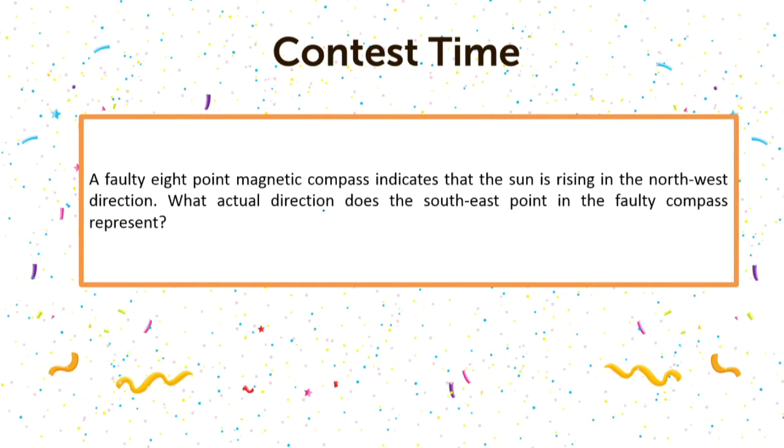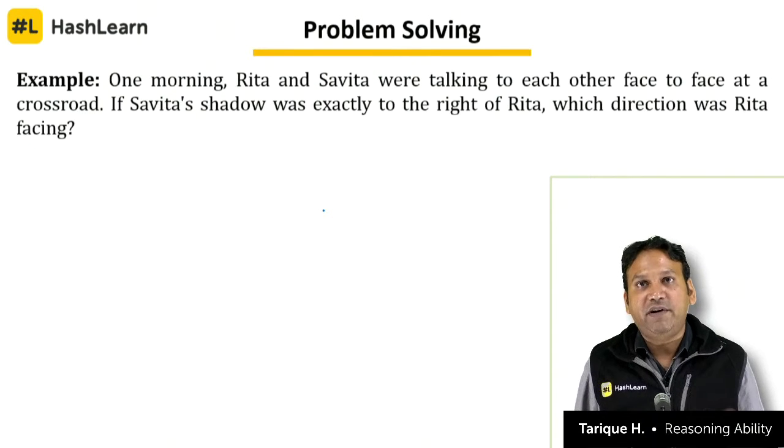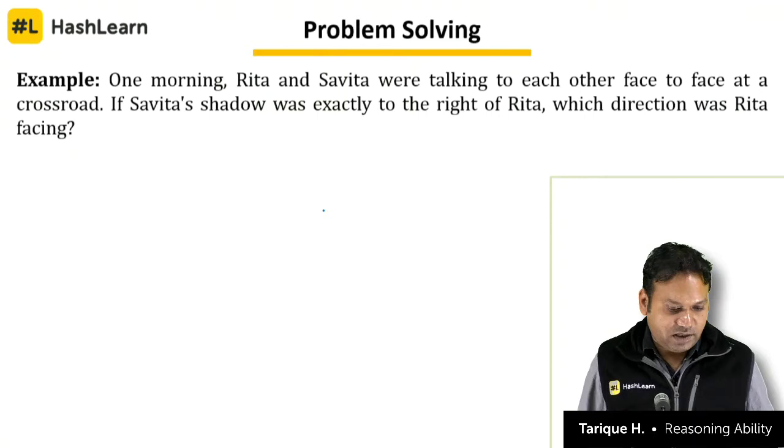So if you had been following the class properly, you'll know exactly how to solve this question. So you can solve the question and post the answer in the comment section. Here, the 48-point magnetic compass indicates the sun is rising in the northwest direction. What actual direction does the southeast point in the faulty compass represent? Now I will be discussing the solution for this contest question in my next reasoning class. Now we'll continue with the topic problem solving for directions and distance, and we'll see some of the questions.